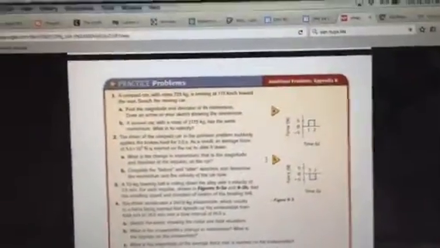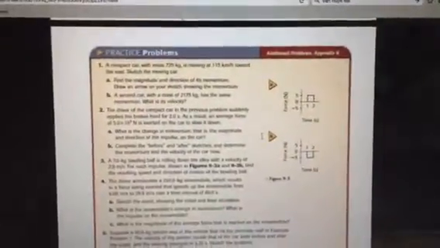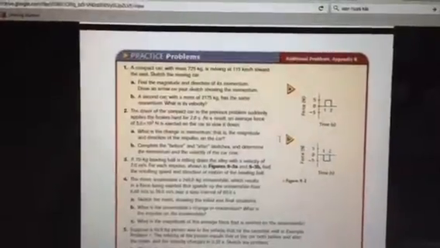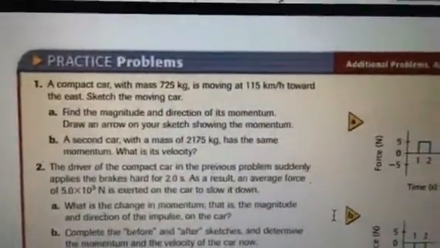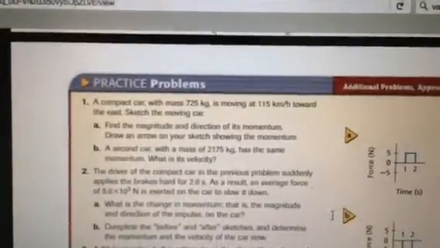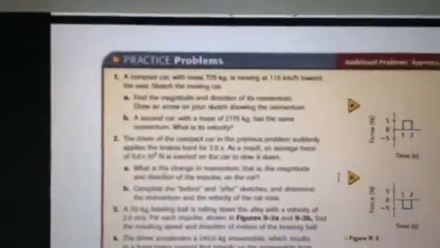So for your homework, you had these two problems, and I'm going to go over them fairly briefly here. Feel free to pause the video at any time if you need to stop and think about things. So first one, we had a compact car here, mass 725 kilograms, and then the velocity. And I believe we talked about how to solve this.